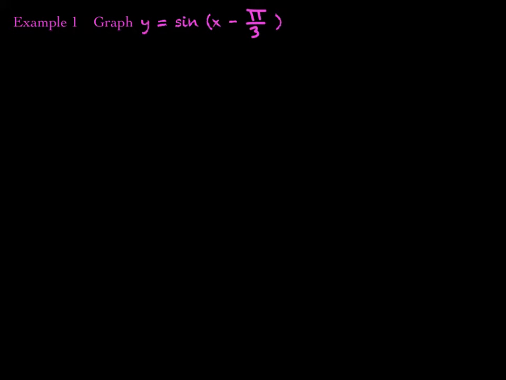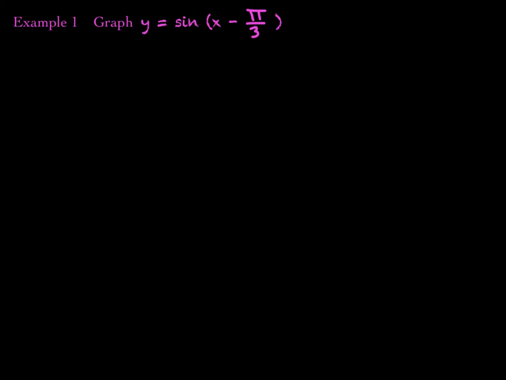In this first example, we are being asked to graph y equals sine of x minus pi over 3. Now, x minus pi over 3, all of this inside the parentheses, is called the argument. In order for the argument, x minus pi over 3, to result in all possible values throughout one period, it must take on all values between 0 and 2 pi, if we're going to result in all possible values for the graph of this function.